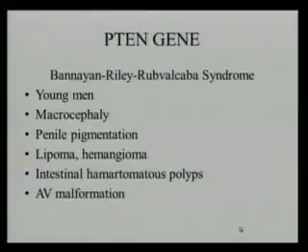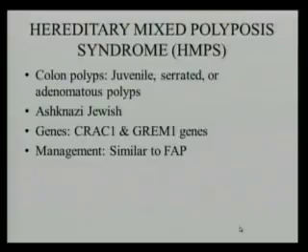The other syndrome of PTEN gene mutation is Bannayan-Riley-Ruvalcaba syndrome, and it has 3 characteristics: young men, macrocephaly, and penile pigmentation. There are a few cases out there, sometimes with patients associated with autism, but those are the 3 characteristics: young men, macrocephaly, and penile pigmentation. Other characteristics can be present as well.